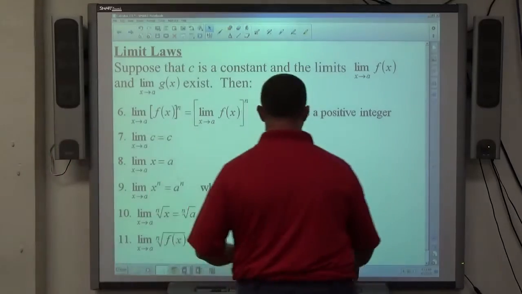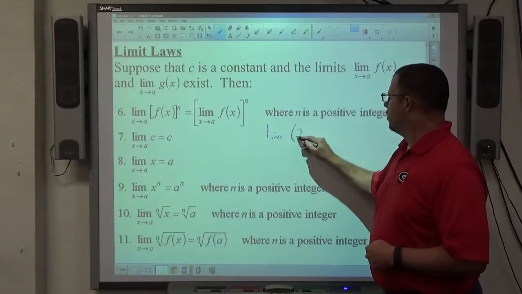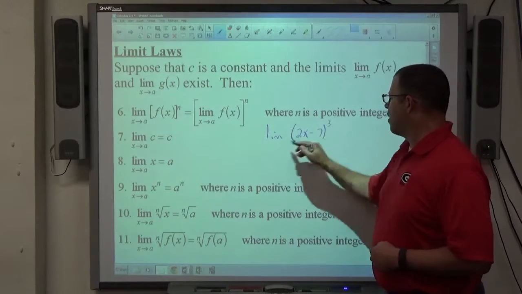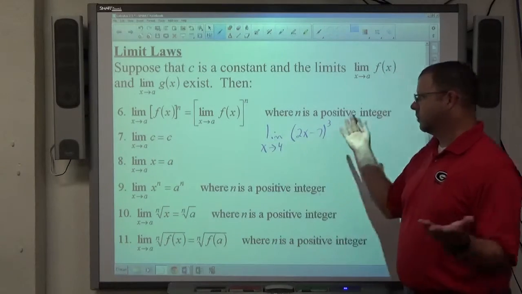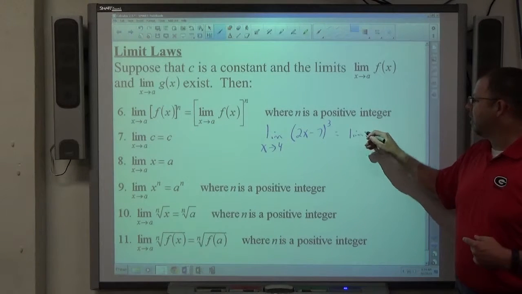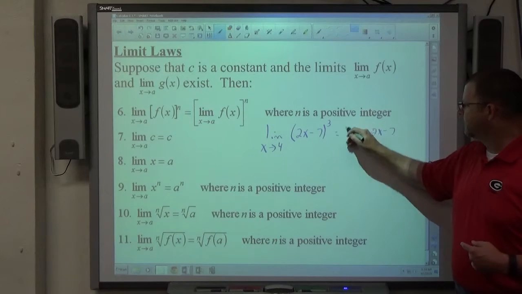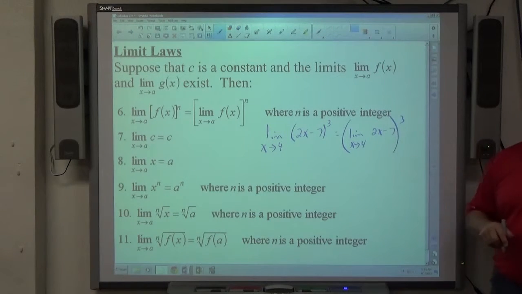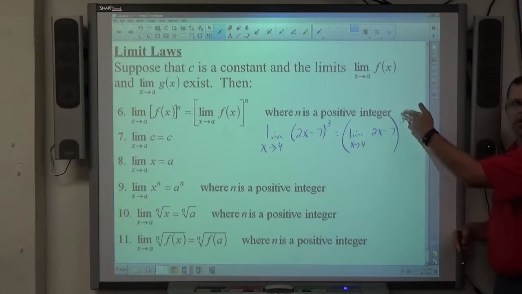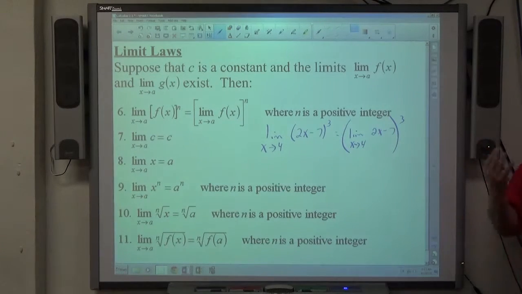So what that means, suppose we have the limit of (2x minus 7) to the third power as x approaches 4. So we have that problem. This is telling me I can do the limit of 2x minus 7 as x approaches 4, to the third power. I can figure out what this equals first, then raise the answer to the third power, instead of raising this to the third power, then putting the limit.